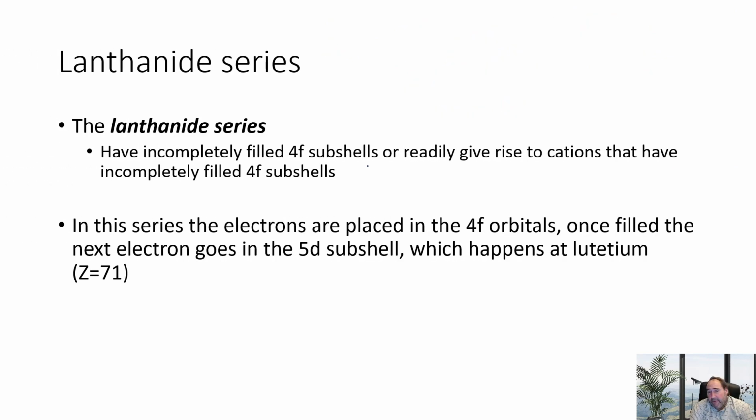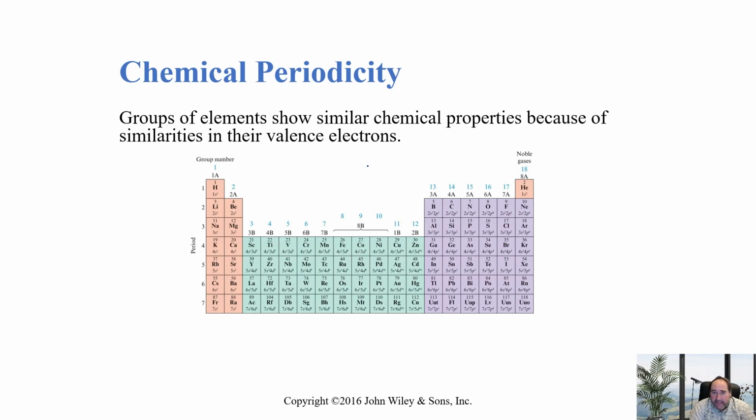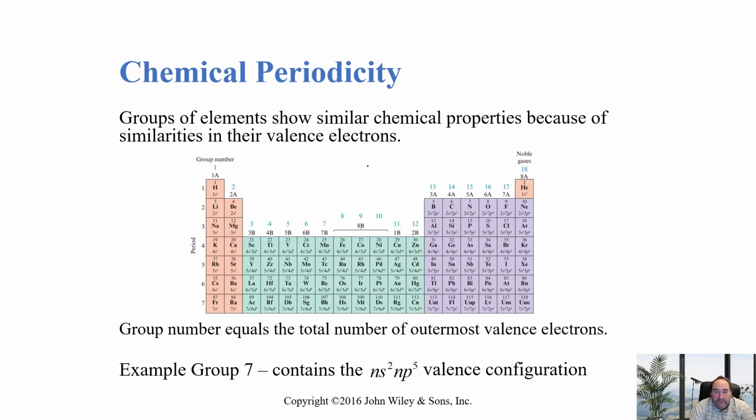The lanthanide series are those two rows at the bottom of the periodic table, and that's where our f orbitals begin. They have completely filled or incompletely filled 4f subshells. Now, obviously, groups on the periodic table show very similar valence electrons and chemical properties. So what are valence electrons? Valence electrons are the highest energy electrons.